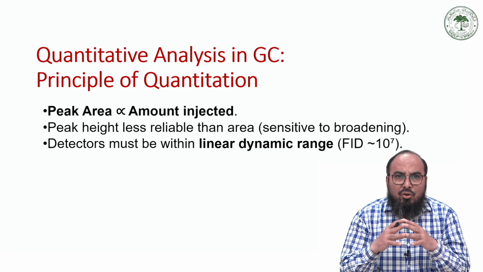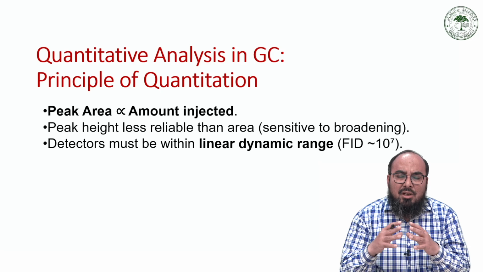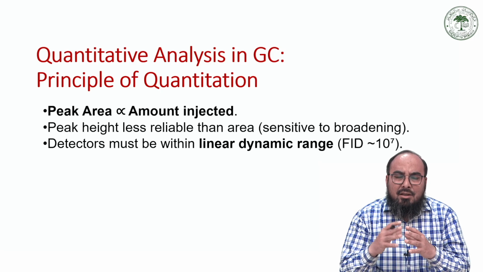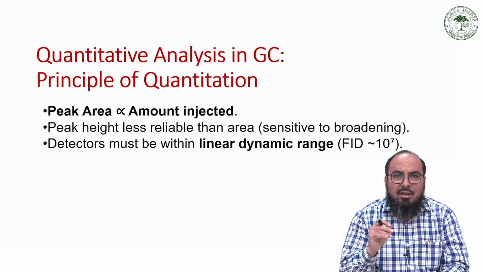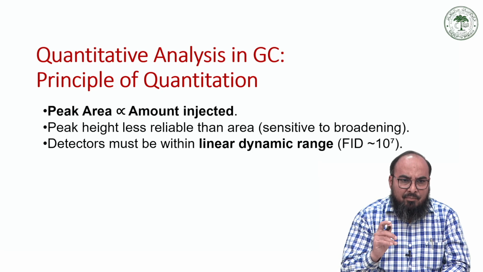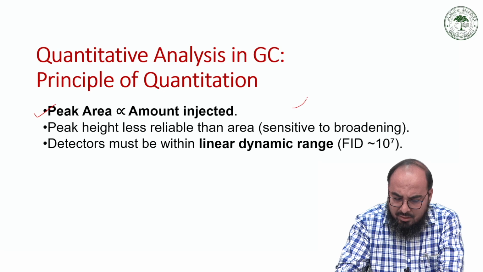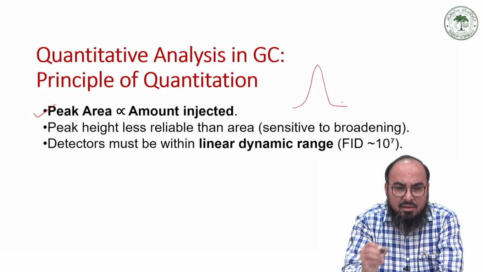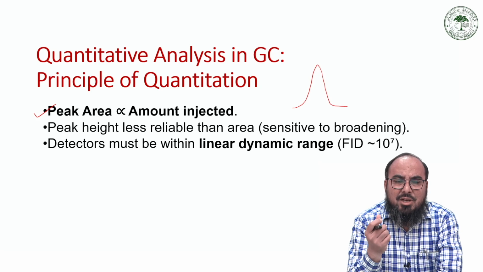Before delving into the main course, let us first understand the principle of quantitation. What is the principle on which we can ascertain the presence of different quantities of different components of a particular vaporized sample which we have run by using a gas chromatograph? So let us start with this. We know that the peak area is directly proportional to the amount of substance injected.